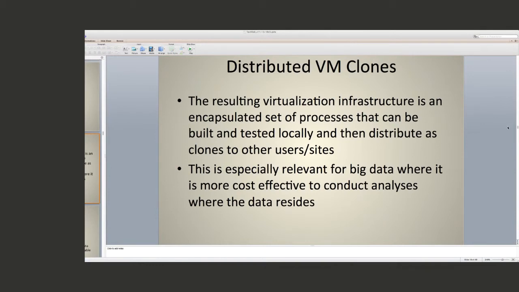So, distributed VM clones. You basically can encapsulate the set of processes that you want to use to do analysis at a particular site, and it's especially relevant for big data where the cost is associated with getting the data. If you have petabytes of data, the cost of transferring those petabytes of data to a central location is cost prohibitive. So we need mechanisms for getting the compute to the data and then running that compute on the data. Okay?